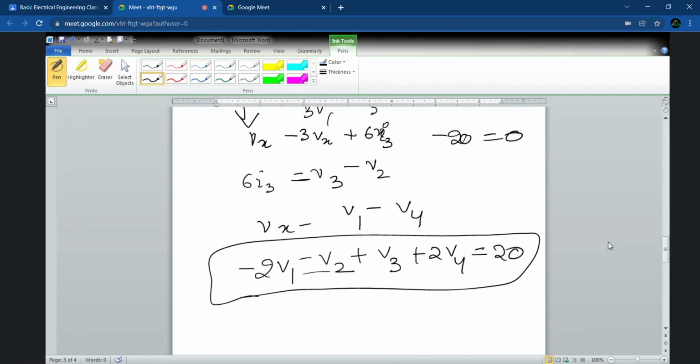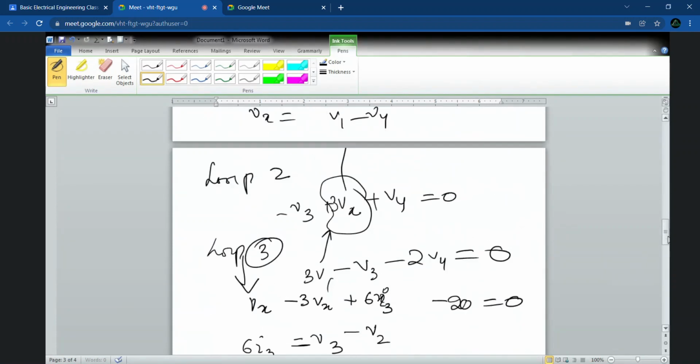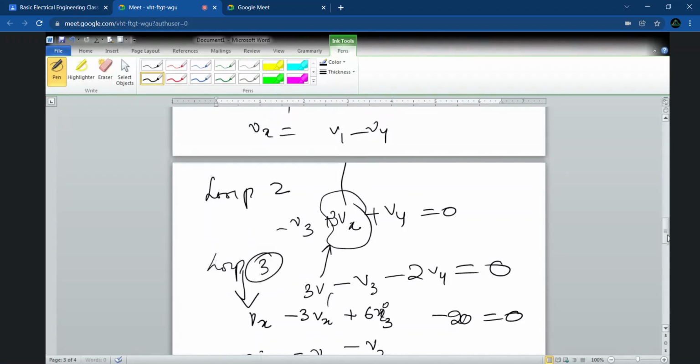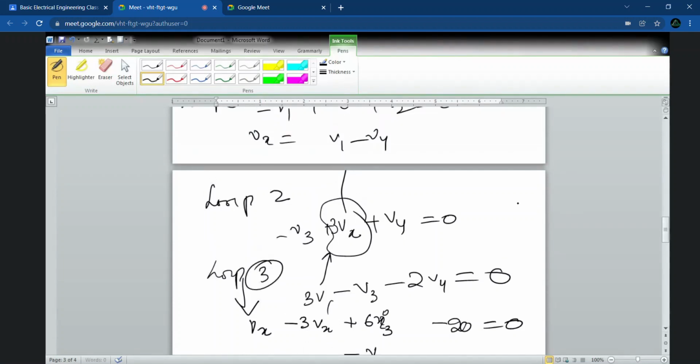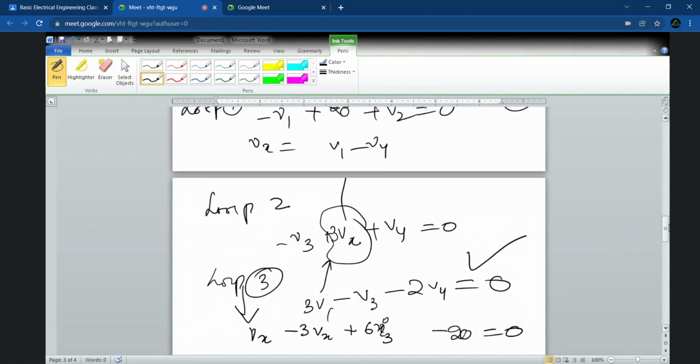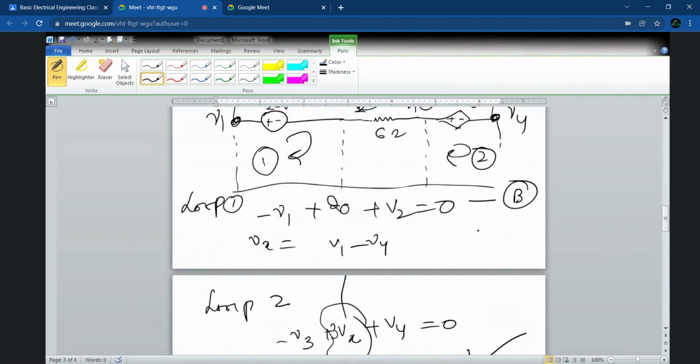Okay, so we got 3 equations, loop 1, loop 2 and loop 3. Okay, so we have these node voltages, and we have the equations. That was this equation first. Second was your 3v1 minus v3 minus 2v4, this equation. And third equation was v1 minus v2 is equal to 20. Okay, is it clear, all the 3 equations?